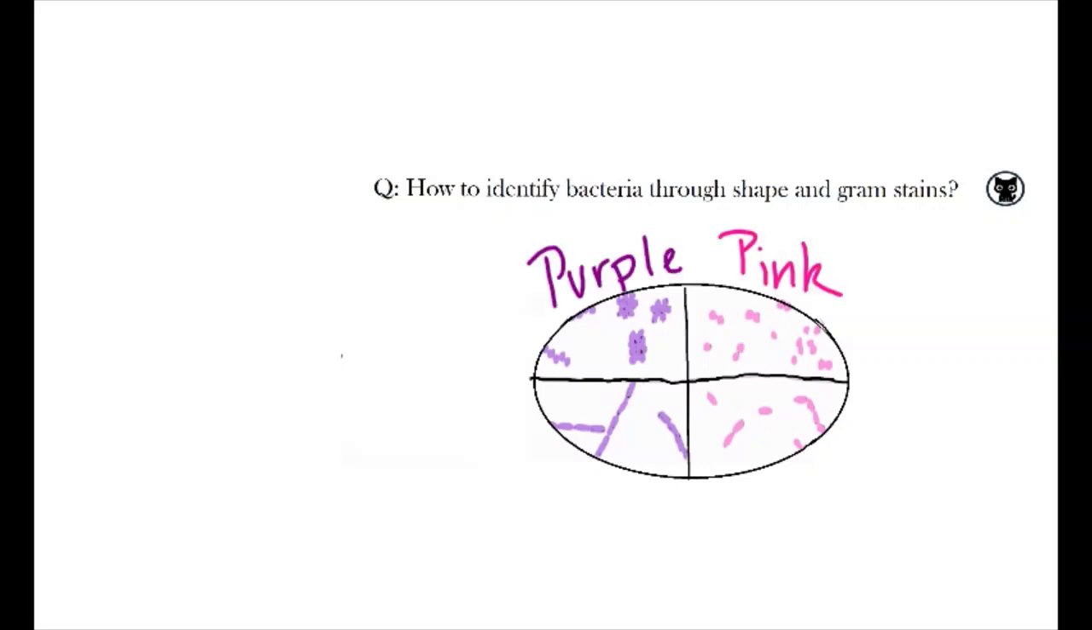Going down vertically in the table, we see that on the left all the bacteria are in a purple color, while the right has pink-colored bacteria. Going horizontally, we see that the top row has a spherical-shaped bacteria, while the bottom row has rod-shaped bacteria.